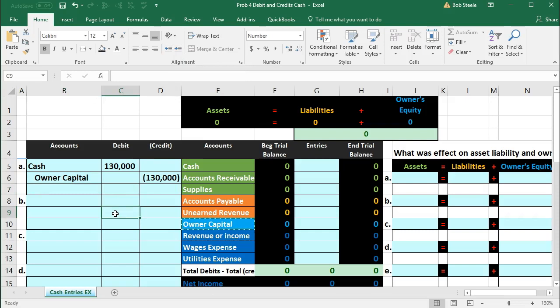Okay, so now we're going to go ahead and post this. So this is the process of posting. However, we're not posting to the general ledger, but just posting to a worksheet for now. So this is the first cash account. It's going to be the first account on the trial balance.